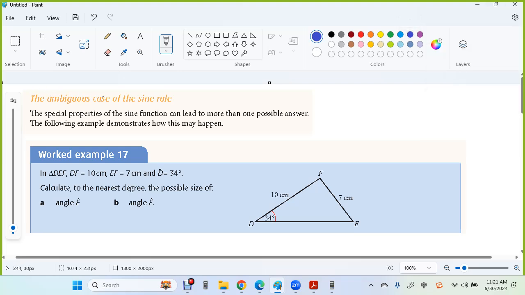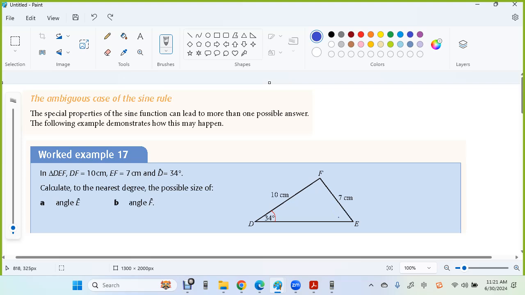The ambiguous case of the sine rule. The special property of the sine function can lead to more than one possible answer. The following example demonstrates how this may happen. In worked example 17, in the triangle, DF is 10 cm, EF is 7 cm, and angle D is 34 degrees. Calculate, to the nearest degree, the possible sizes of angle E.